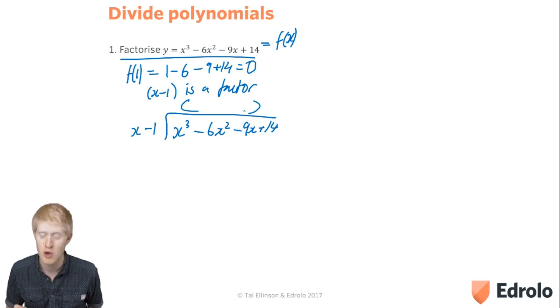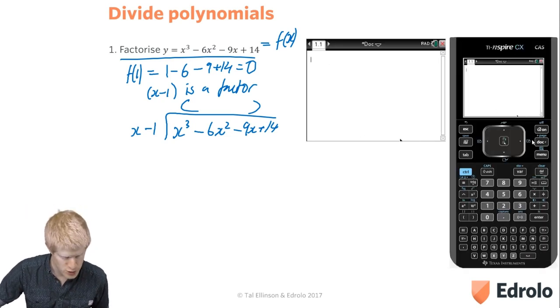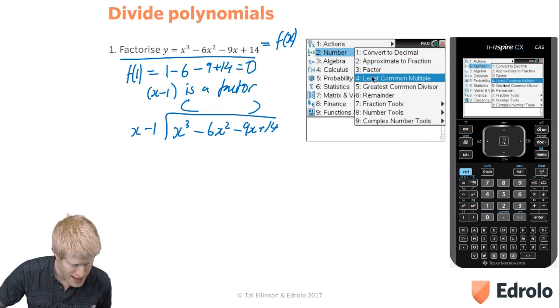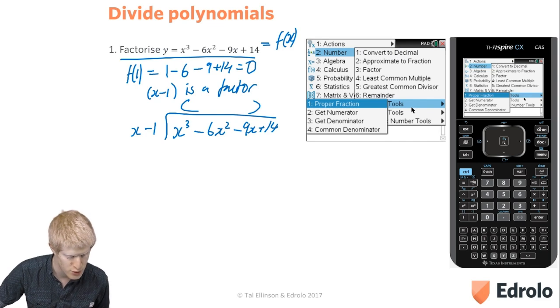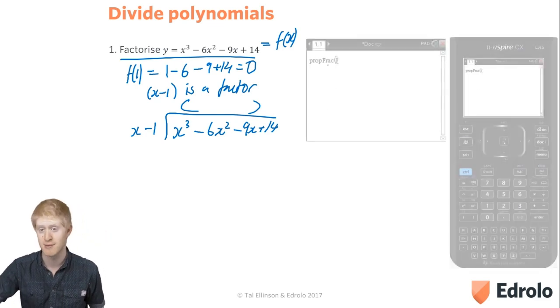How do we do it? We're going to use the prop fraction tool. The way that we find this proper fraction tool is that we click on Menu, go to Number, and as we're working with fractions, we go to the fraction tools and proper fraction. We press that and prop fraction appears.